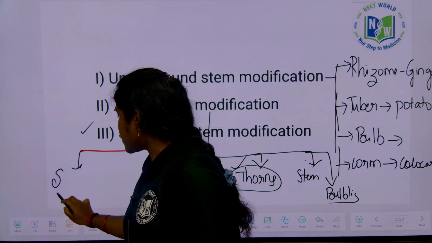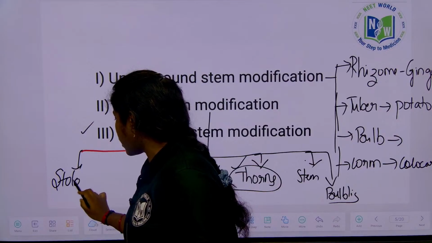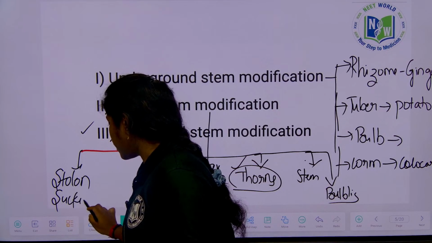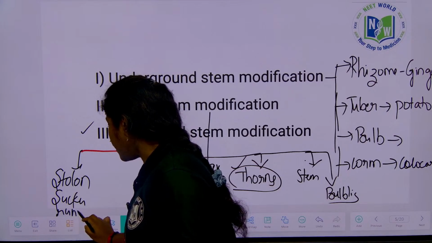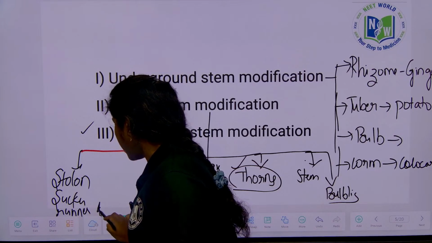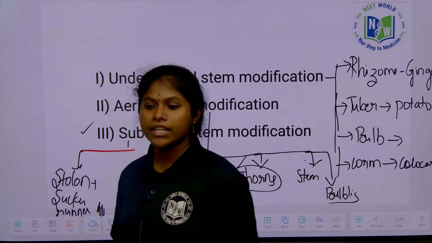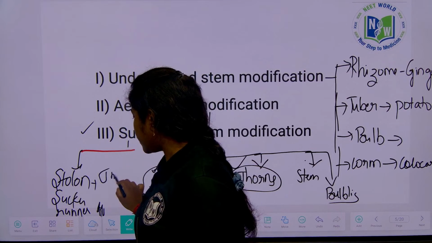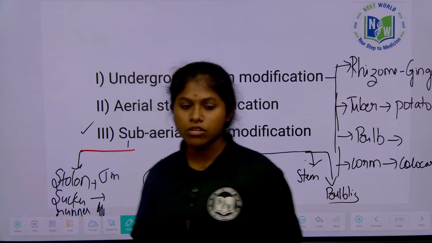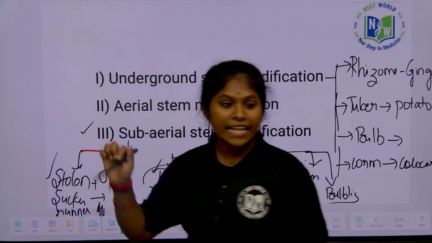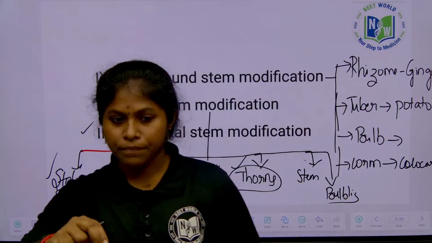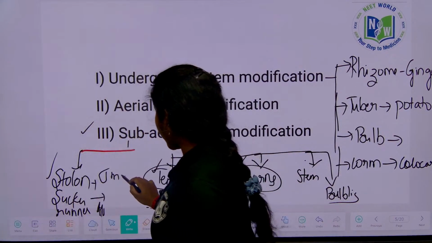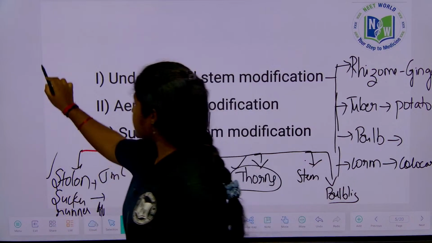So from this, there is the stolon, sucker, runners and offsets. The examples of the stolon are jasmine and mint. We'll discuss in detail also. See, stolons, jasmine: from the base of the stem, the roots are going to arise, from the inverted U-like structure.